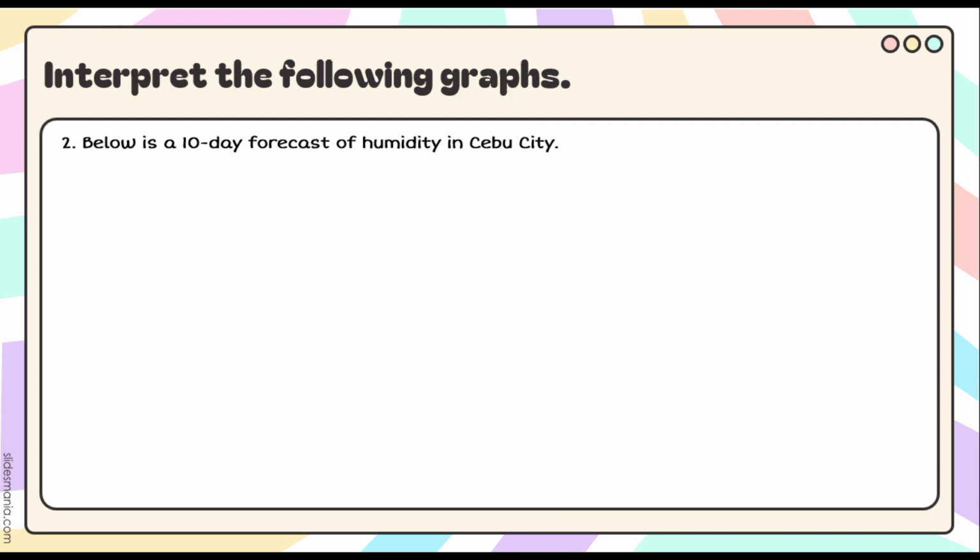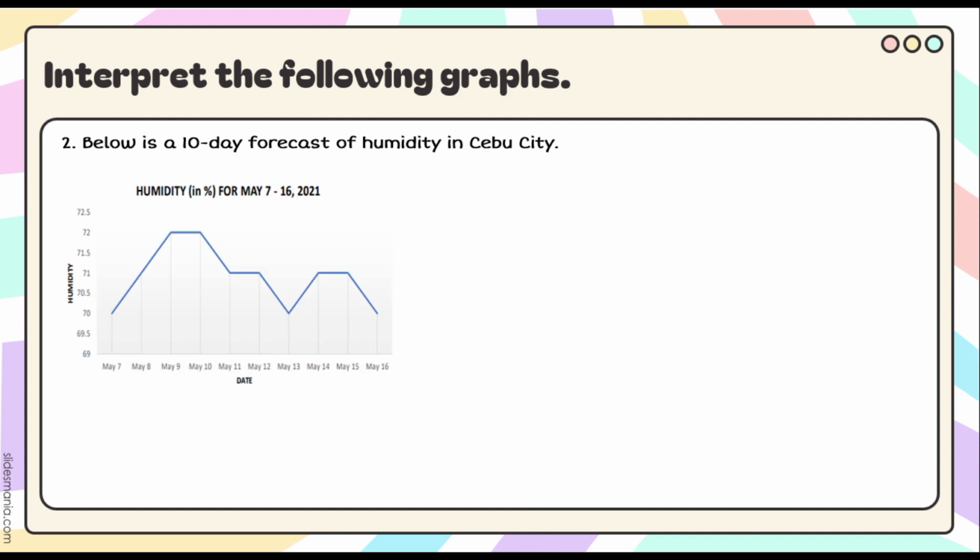Okay, for number 2, below is a 10-day forecast of humidity in Cebu City. Do you ever wonder what made you feel hot and sticky no matter how you try to cool off? The Philippines, being a tropical country, is also a humid country. Humidity is the amount of water vapor in the air. If there is a lot of water vapor in the air, humidity will be high. When you sweat, it does not dry off easily because there is already too much water vapor in the air. Here we have a line graph.